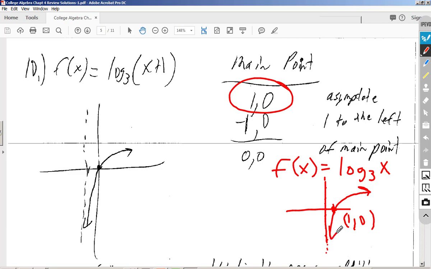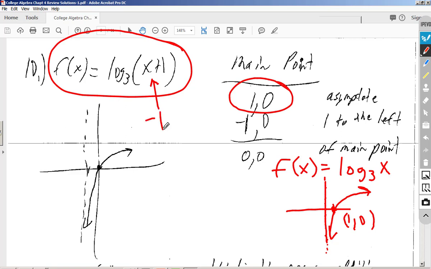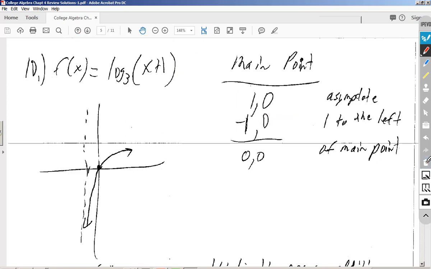Now to actually graph this new equation, f of x equals log base 3 of x plus 1, you're going to notice that here's my x shift, my horizontal shift. And the answer is -1, so I put my -1 there. So here's my main point. Notice if it did have a y value shift, it'd be right here. There's no number right there, so that means that there must be a 0. So here's my 0 right there. Now I'm going to add those two together, and here's my new main point, 0, 0.